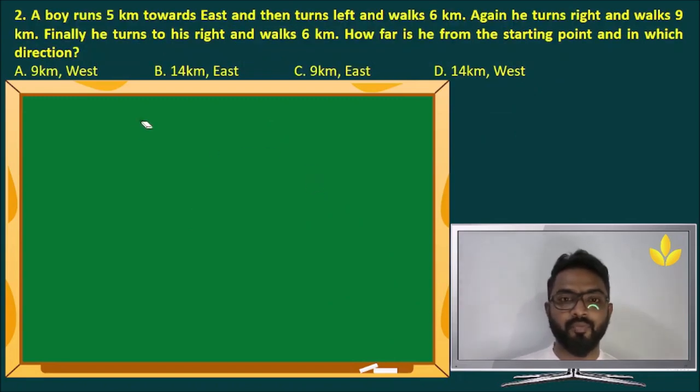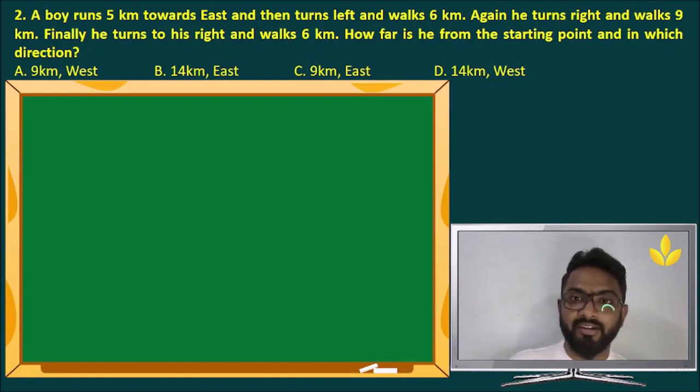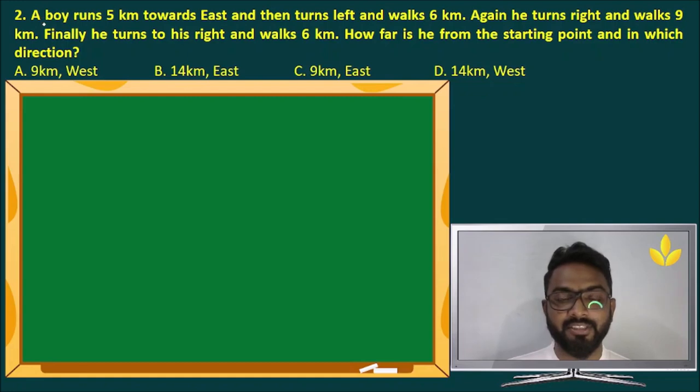Question number 2. A boy runs 5 kilometers towards east and then turns left and walks 6 kilometers. Again, he turns right and walks for 9 kilometers. Again, right and walks for 6. Okay, a lot of right turns. A boy runs 5 kilometers towards east.